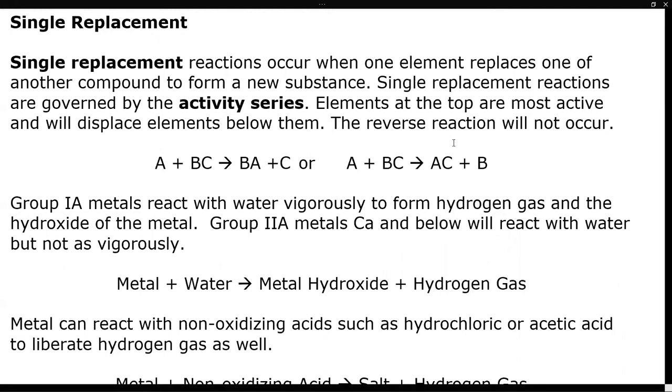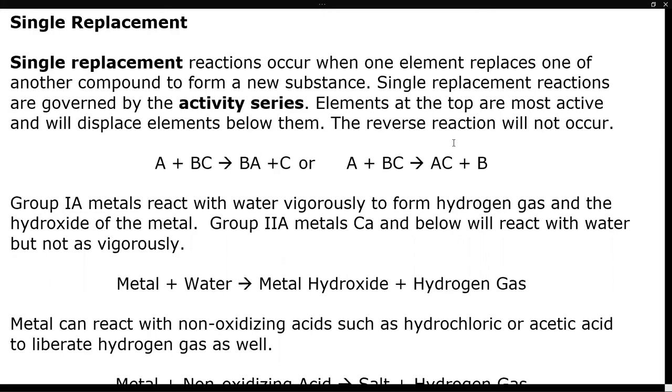Whether that reaction will occur or not is based on something called the activity series, which we'll go over in a minute. And that means not all these reactions will go. It has to be active enough to cause the displacement. Elements at the top of the activity series are the most active and will displace anything below them. The reverse reaction won't occur though.